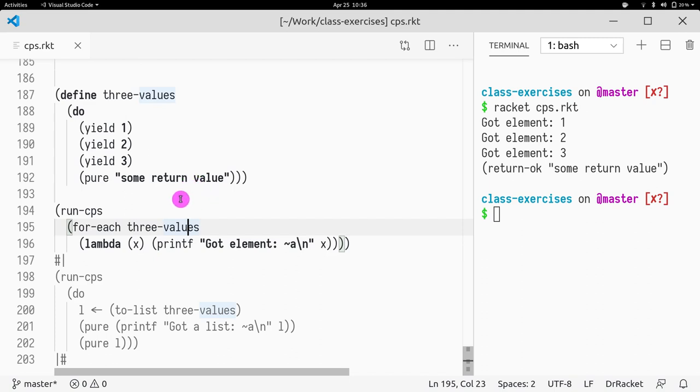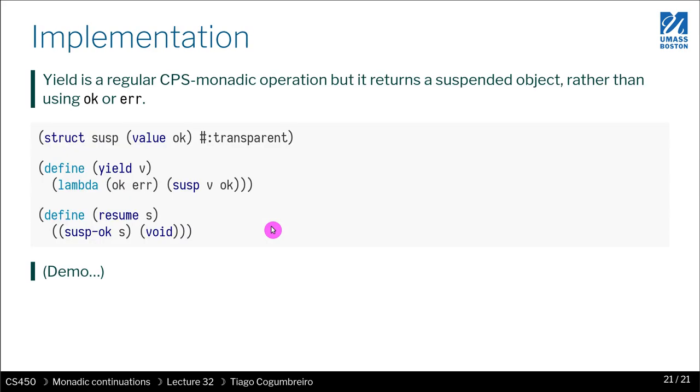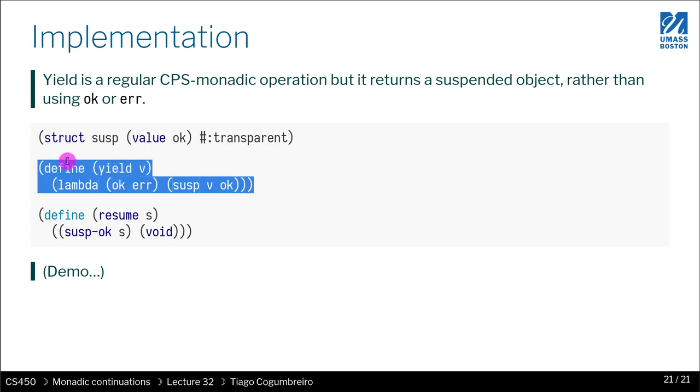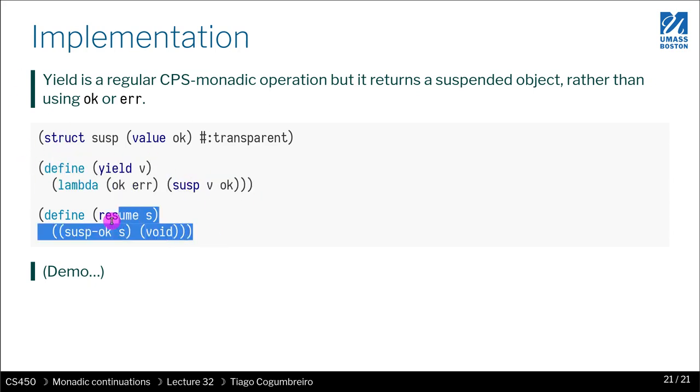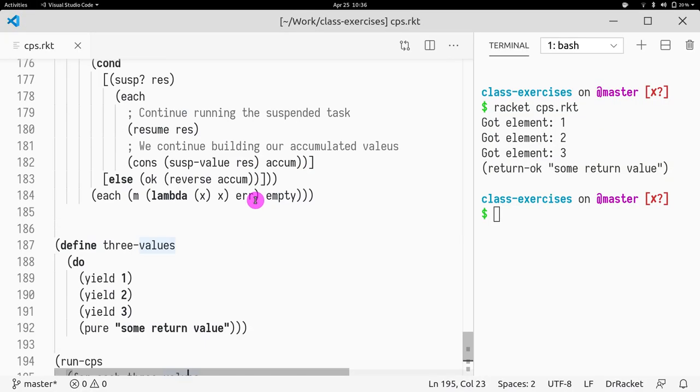What did we have to change to support the notion of yield? Well, we had to implement this forEach, and then I'm also going to show you this toList. So let's go back to our slides. To implement it, we have the yield that I'm going to show you how we implemented. We also have this notion of resume, which is used internally, and also this notion of suspended task, which is also used internally. So now let's look at the code.